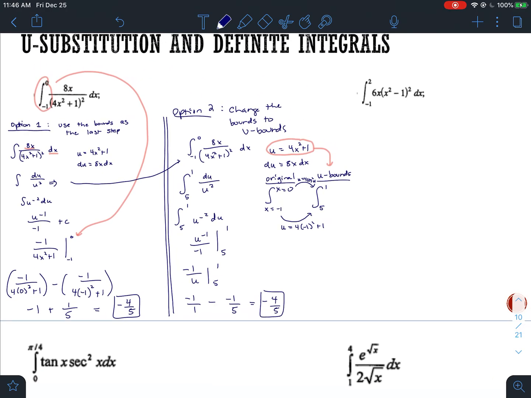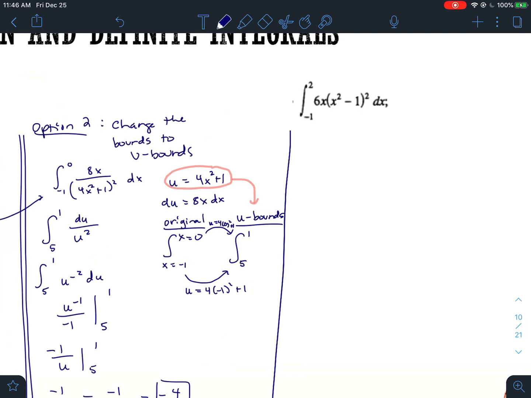So you have two options when you have definite integrals and you are going to have to use u substitution. Option 1, you can handle the problem exactly like what we were doing before and just forget about the bounds until the last step. Or option 2, you can change those two limits of integration, or the bounds of integration, to u instead of x. So let's look at this next one.